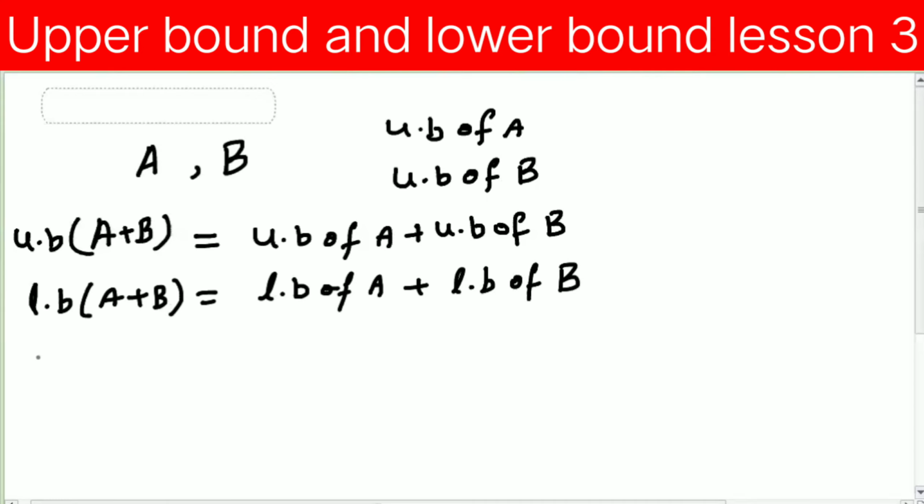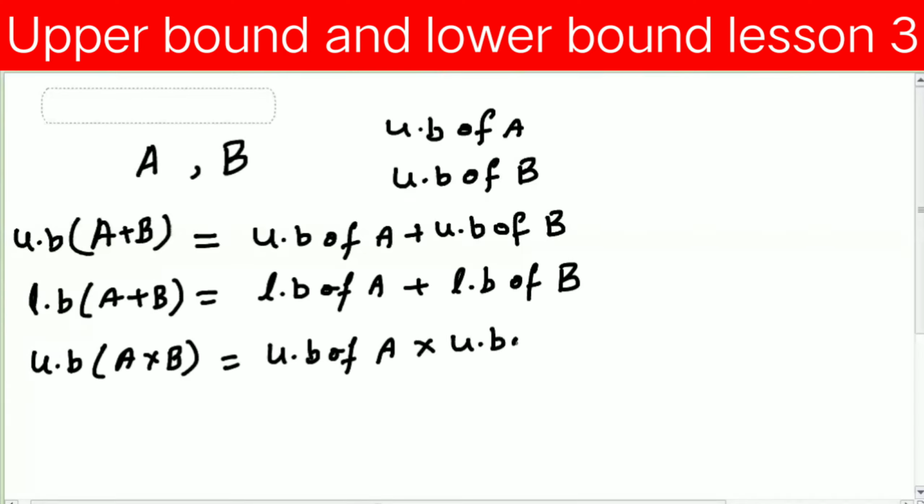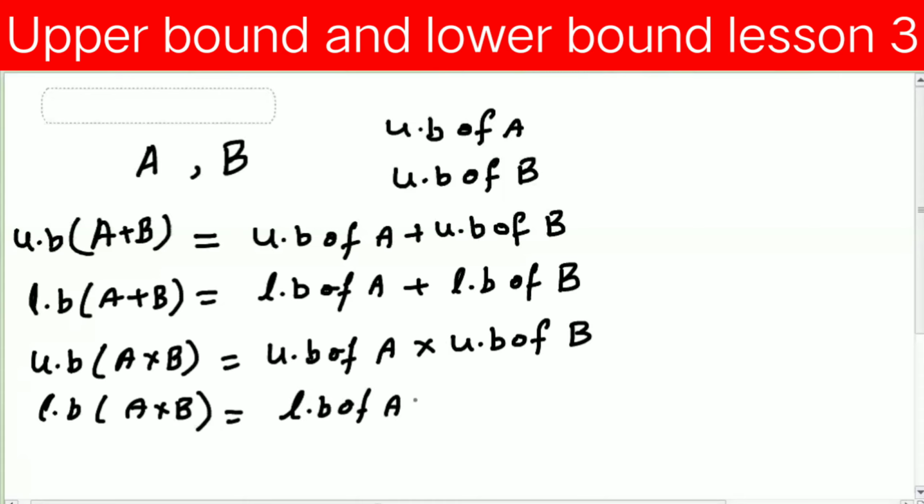In case I have to find upper bound of A multiplied by B, then I will use upper bound of A multiplied by upper bound of B. In case I have to find lower bound of A multiplied by B, then I will use lower bound of A multiplied with lower bound of B.